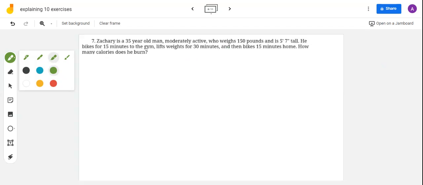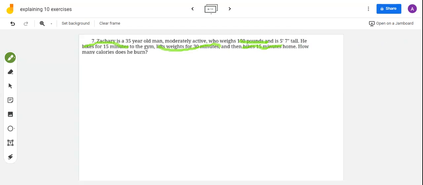So yeah, it seems like it's just following the same thing that we did for Caroline, but for Zachary, right? So first off, we don't need to know how old he is. We don't need to know how active he is or how tall he is. What we do need to know is how much he weighs, that he bikes 15 minutes, lifts weights for 30 minutes, and then bikes for another 15 minutes, right?